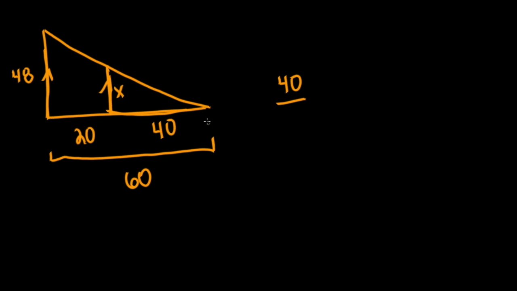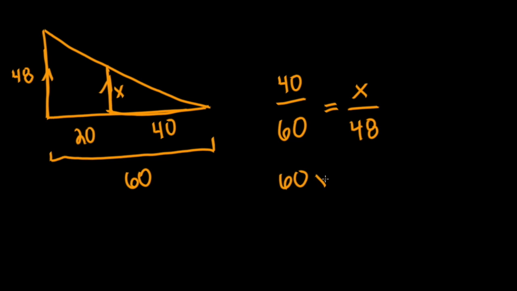So we're going to have 40, which is our short triangle's long leg length, and then 60, which is our big triangle's long leg length. And that is going to equal the short leg length of our short triangle, which is x, and the short leg length of our big triangle, which is 48. Now that we have our equation set up, all we need to do is solve for x.